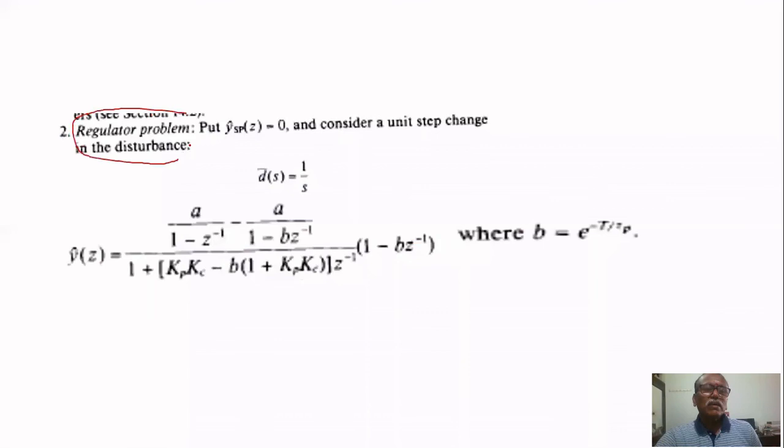If you want to find the regulatory response, you have to assume the set point equal to 0. If you want both responses, add these two together. That's all.